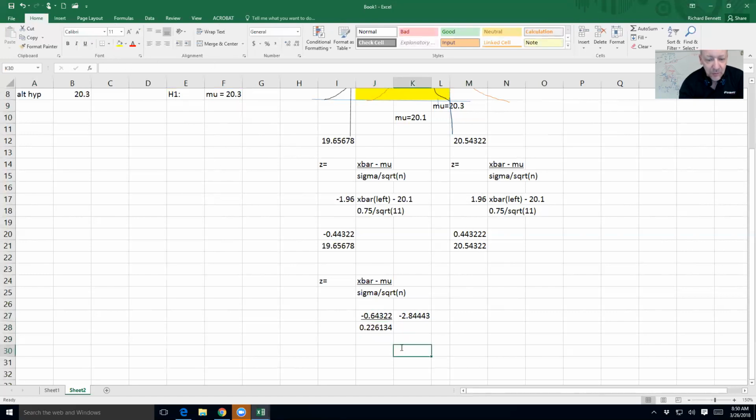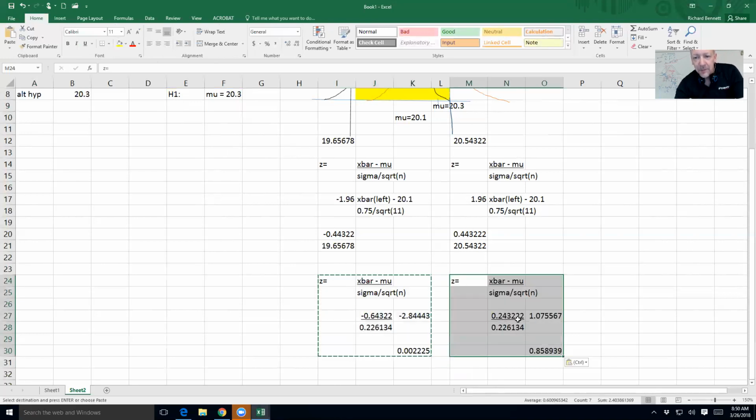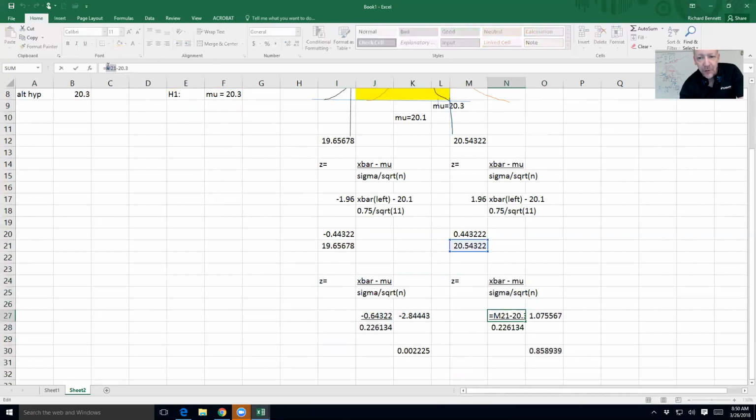And then I'm going to do equals NORM.S.DIST of that. Okay. I'm going to do the same thing on the right side. But this time, my value is going to be, oh, it is going to be 20.54. Wow, that worked out really well. So now my probability of a type 2 error equals this number minus that number. So probability of a type 2 error is 0.856.